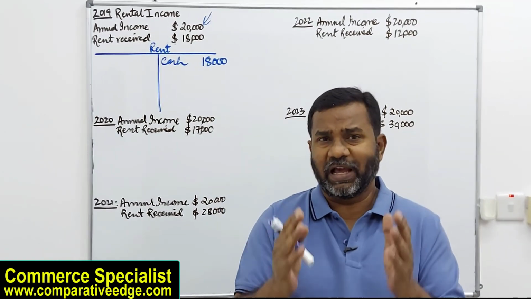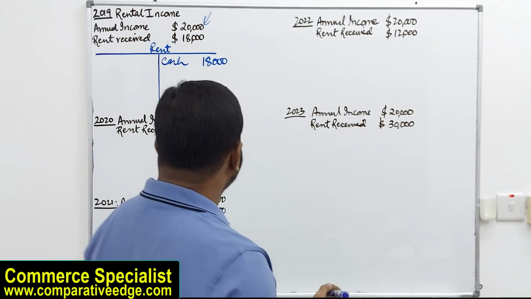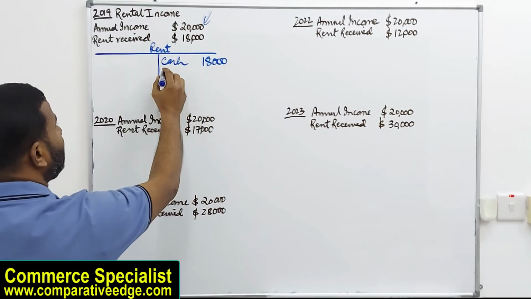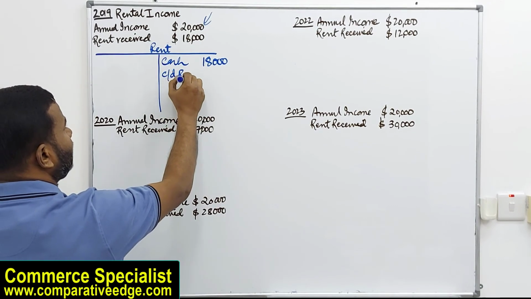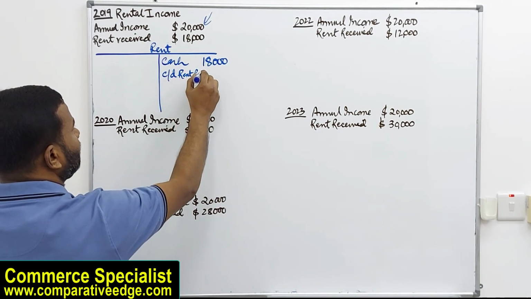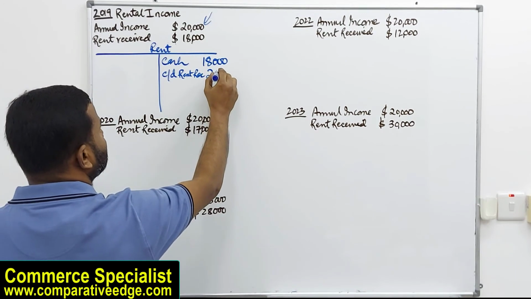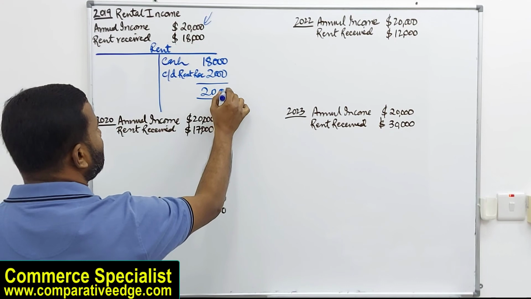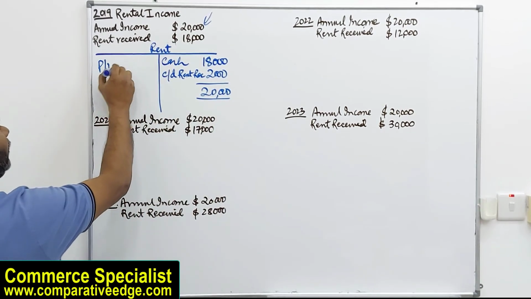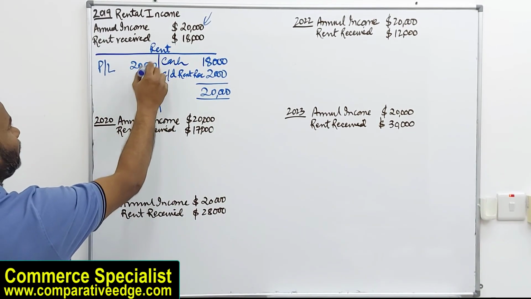In other words, you can call it rent receivable. Now, rent receivable is an asset. Closing balance of assets are always recorded at the credit side. So I can write here, carried down, rent receivable, 2,000. So when I add this, I get 20,000, and this 20,000 would go in the profit and loss account as an income.